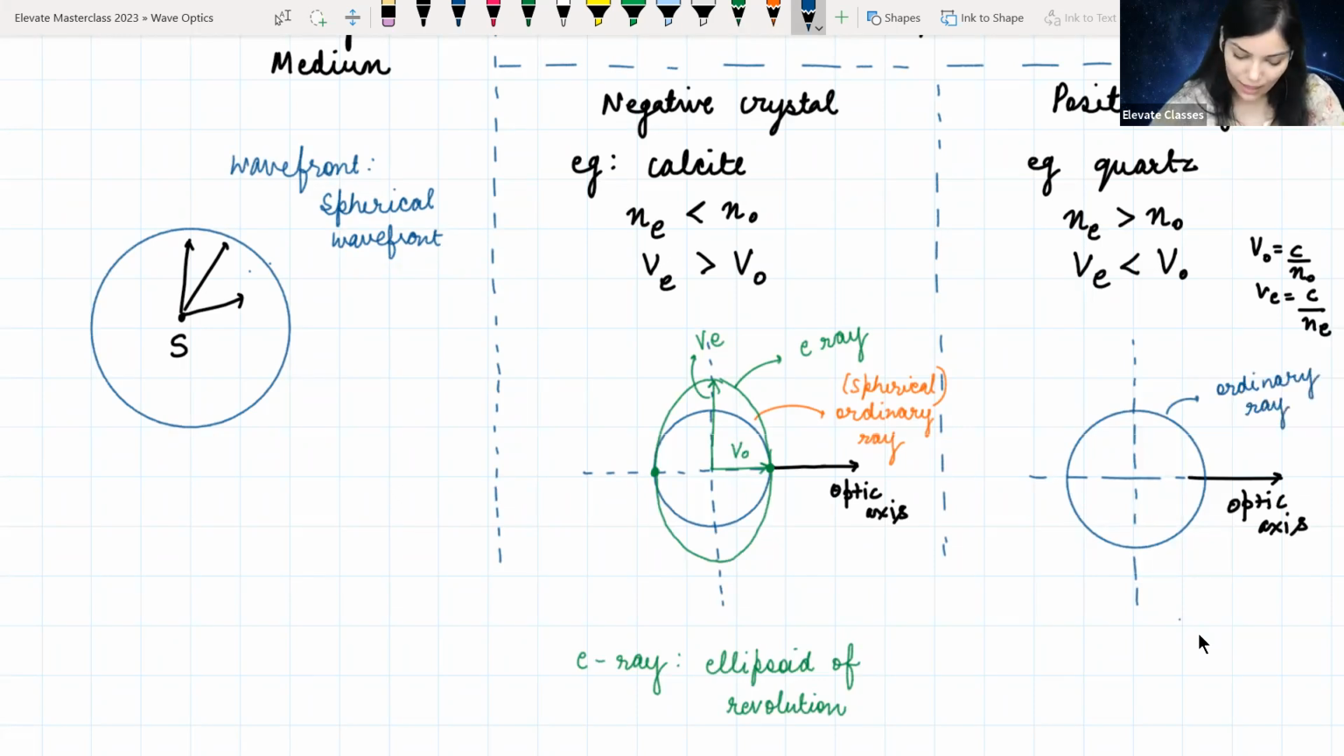But now what will happen to the wavefront for the extraordinary ray is it would become like this. Basically the major axis of the ellipsoid has now rotated, because now VE is less than V naught, therefore now this is VE and this is V naught, and here at these extremes the two curves have to touch each other, because then the VE is parallel. When the E ray is traveling parallel to the optic axis, the velocity is equal to V naught.